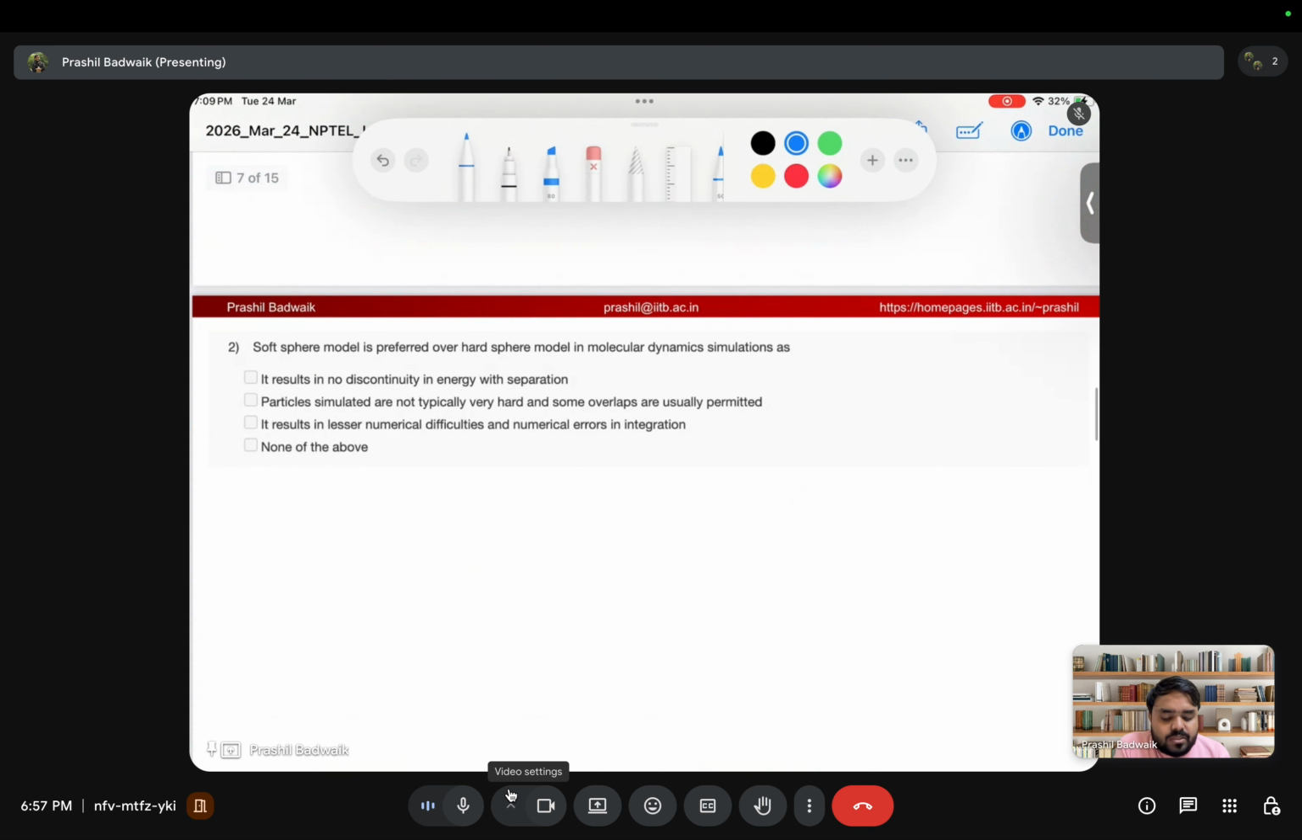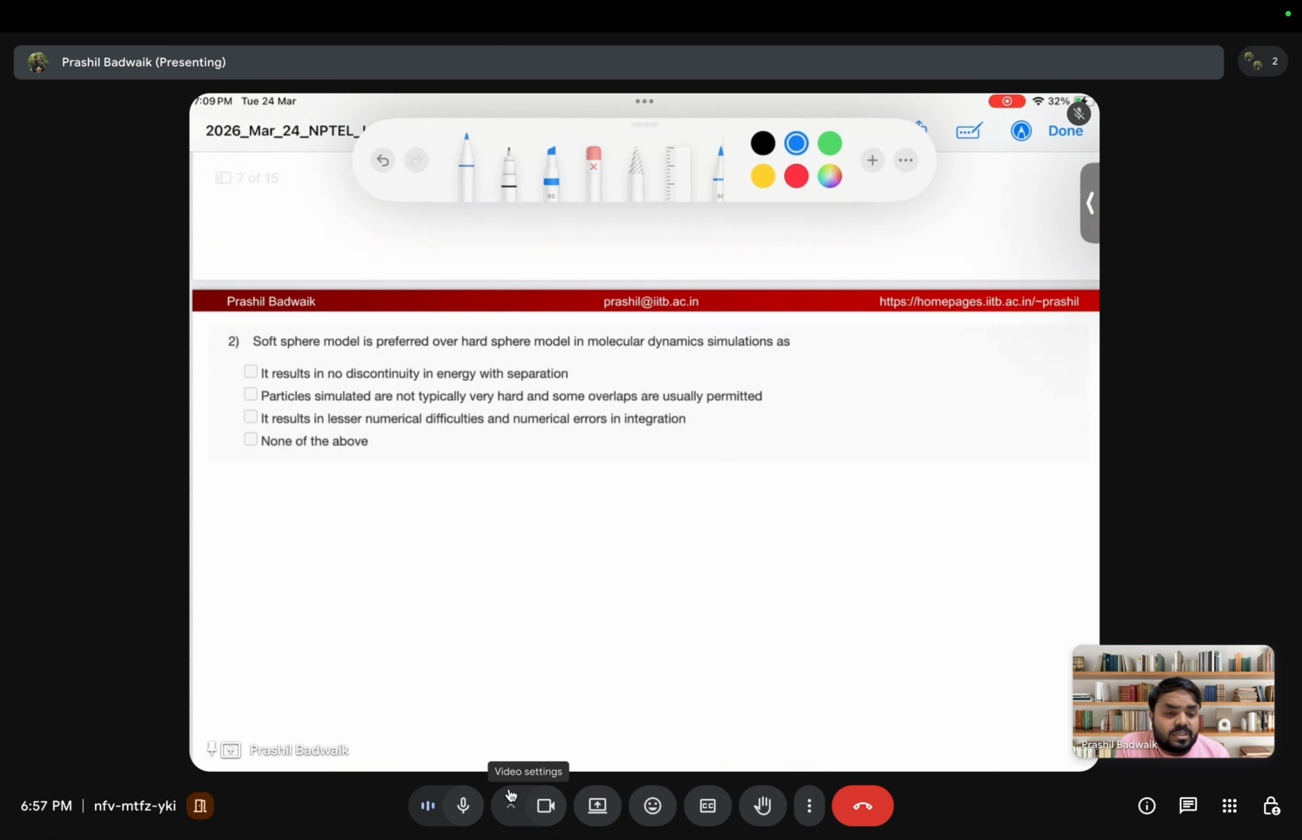The next question is the soft sphere model, right? So we have studied the hard sphere model and the soft sphere model. The hard sphere model tells you that energy is not present between particles up to a certain distance, and then on crossing a certain distance, it gives you an infinite value, right? So that means either there is interaction or there is no interaction.